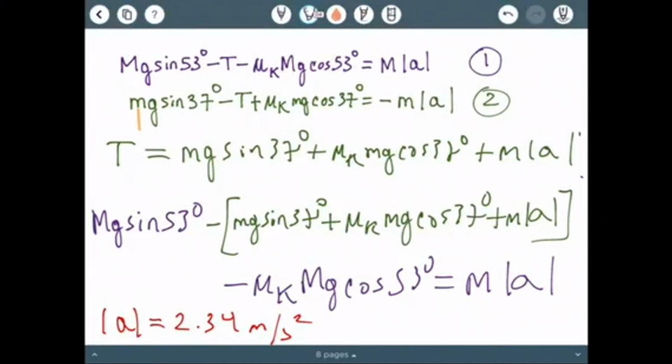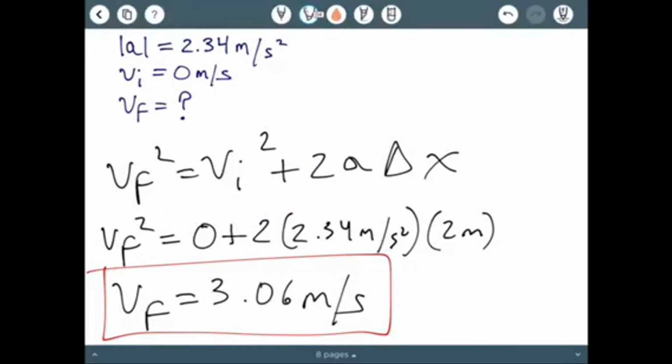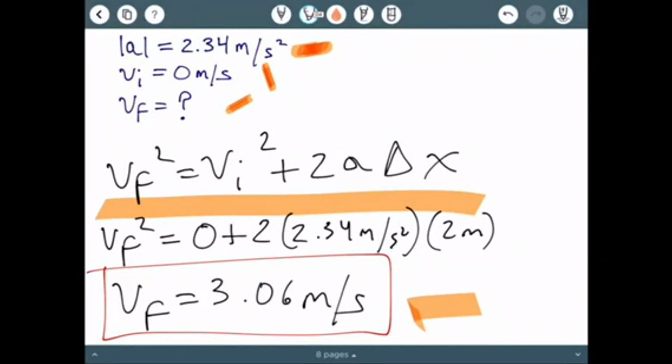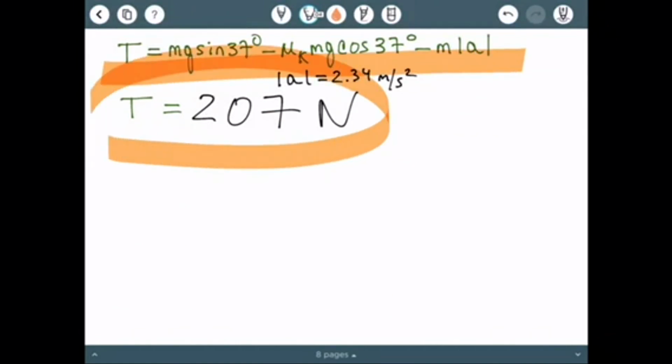Number your equations. 2 equations, 2 unknowns. So isolate one of them and plug it into the other equation. Do your algebra, and then numerically find the values. If you have the acceleration and you know the initial velocity, you can use kinematics to find the final velocity. Plug the acceleration into the other equation to get your tension, and then you're all done.